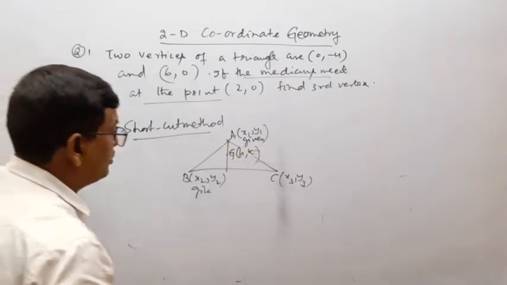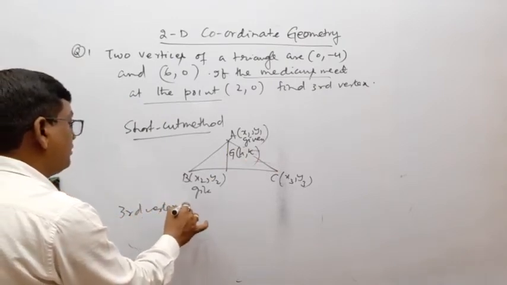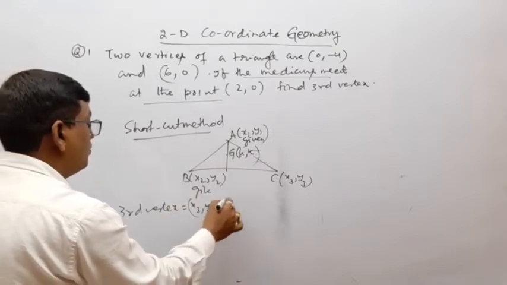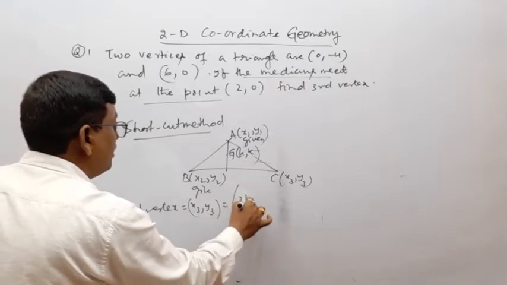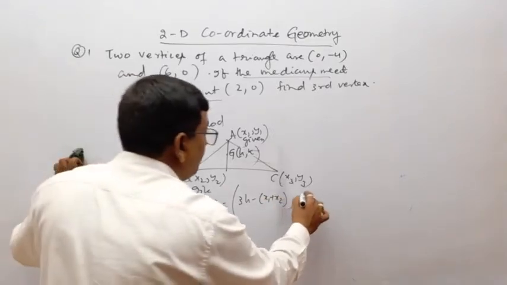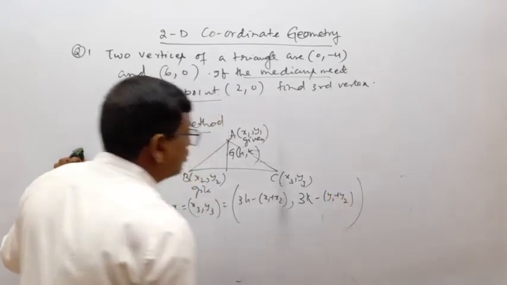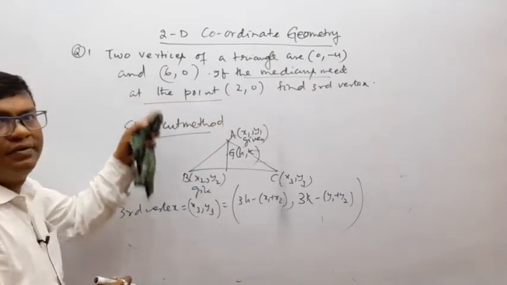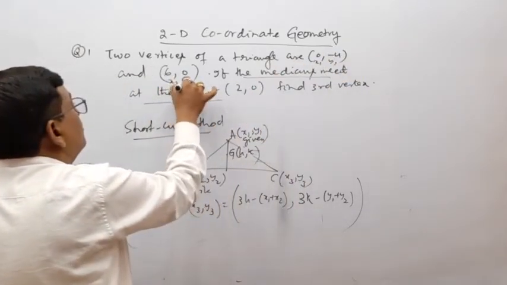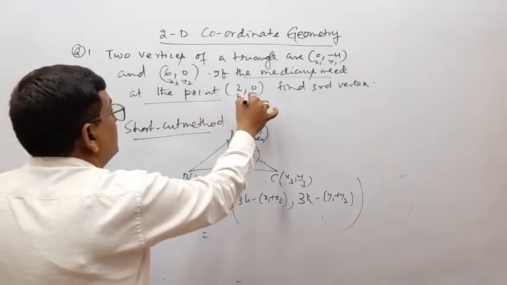Now the third vertex x3 y3 is equal to, the formula is, 3h minus (x1 plus x2) comma 3k minus (y1 plus y2). This is the shortcut formula. So using this formula, this is x1 y1, this is x2 y2, and third vertex is equal to 3 into h, where this is h and this is k.